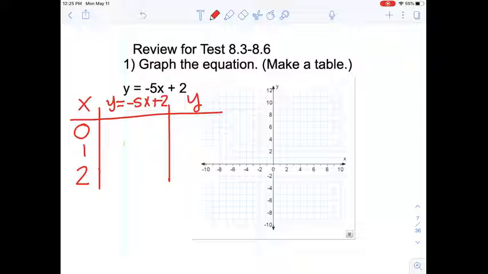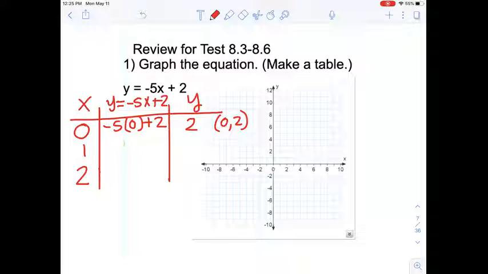For the first one, since x is 0, I'm just going to plug that into the equation and solve for y. So we have negative 5 times 0 plus 2. Negative 5 times 0 is 0, plus 2 is 2. So my first ordered pair, since we write it as x, y, is 0, 2.